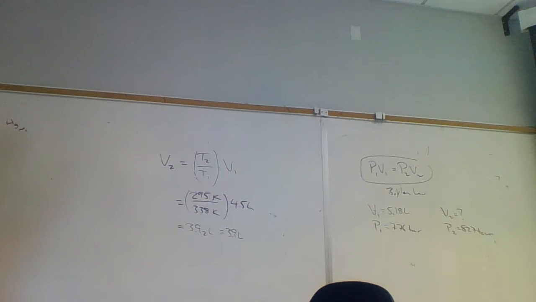We could see that in the pressure fraction. So V2 is equal to P1 over P2, this is the pressure fraction, times V1. And so let's see what happens to the pressure. P1 is 776. The units cancel. This is why we could use any units we want. And the second one, 827.